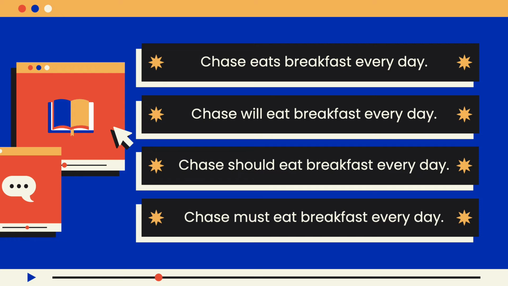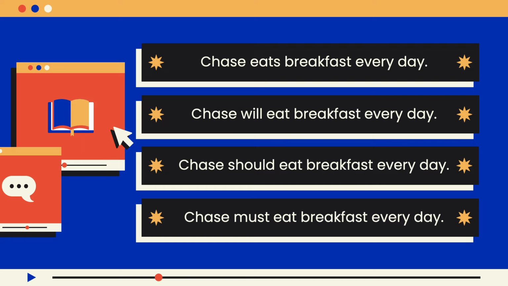Let's take a look at the following examples and notice how even though the main verb remains the same, the meaning of each sentence changes because of the modals. Chase eats breakfast every day. The verb eats shows that Chase regularly eats breakfast. There's no modal verb in this sentence.